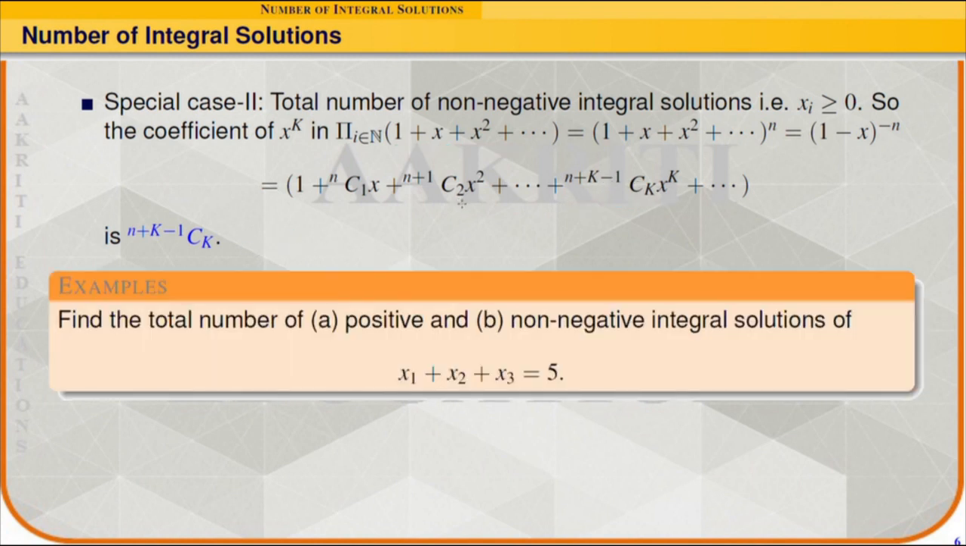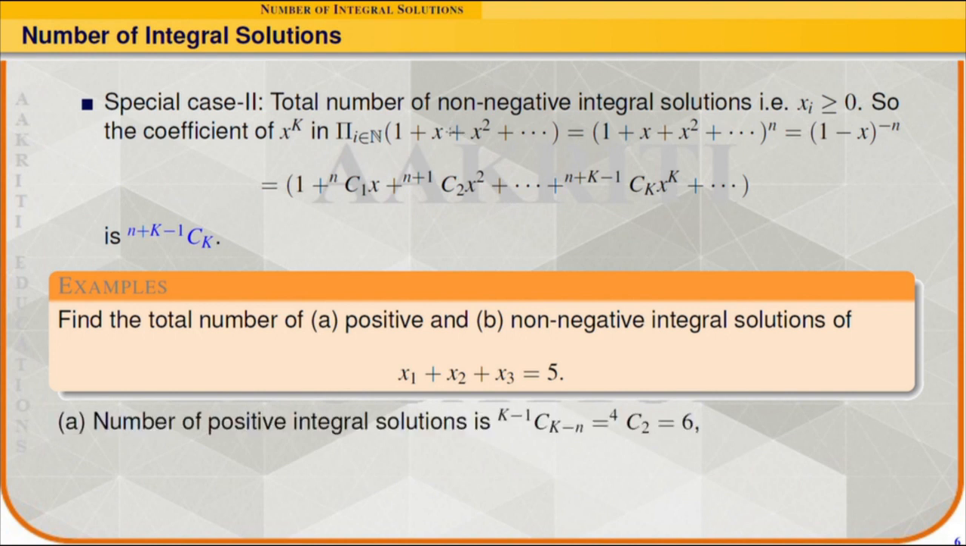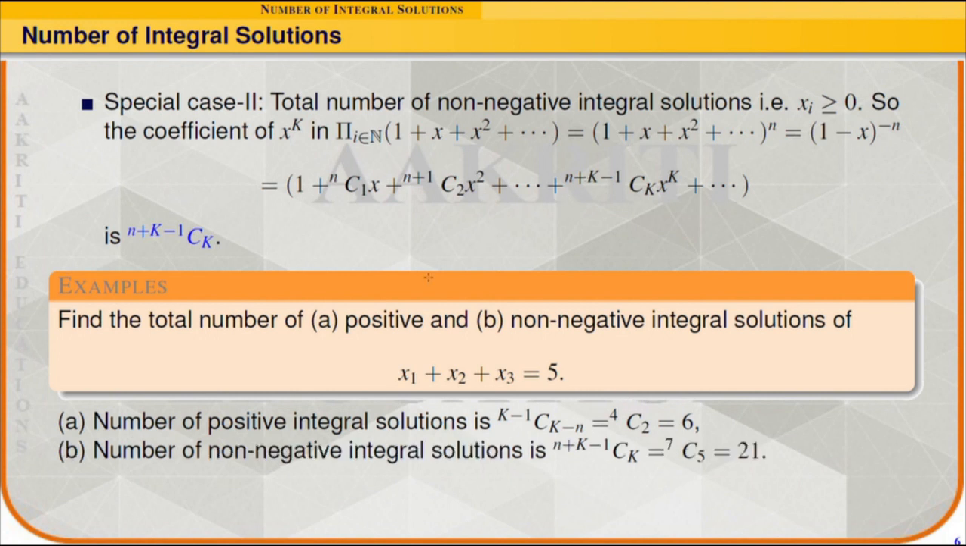Now we will solve some basic equations. Say we need to find the positive and non-negative integral solutions of x1 plus x2 plus x3 is equal to 5. The number of positive integral solutions, as we have derived the formula k minus 1 C k minus n, will be 4C2, which is equal to 6. Similarly, the number of non-negative integral solutions will be n plus k minus 1 C k, that is 7C5.